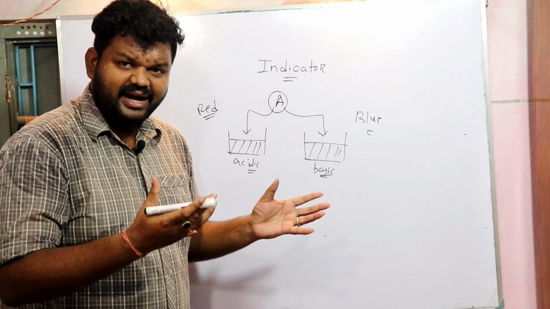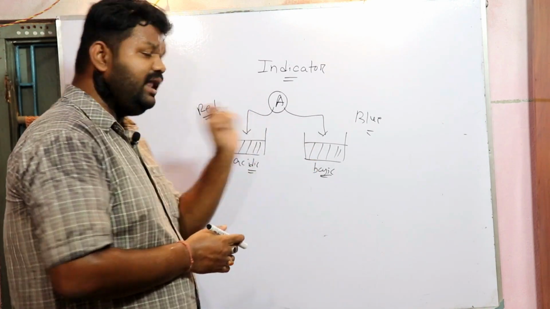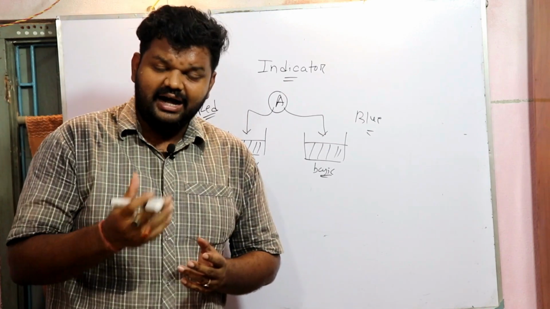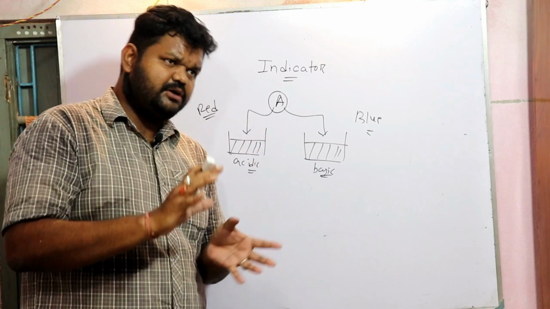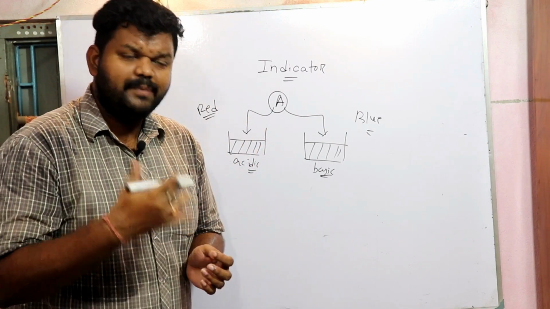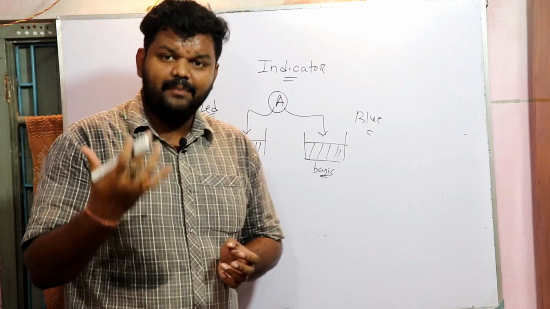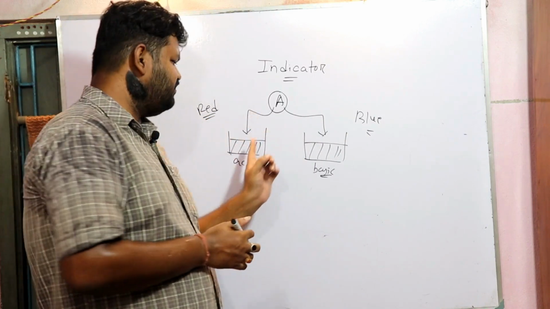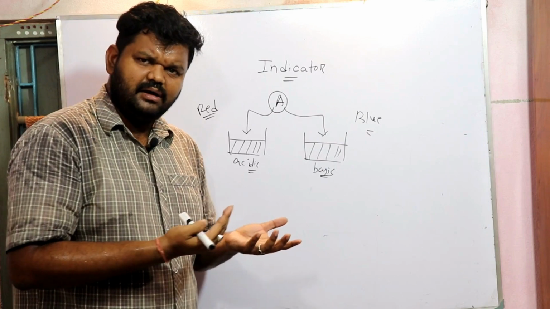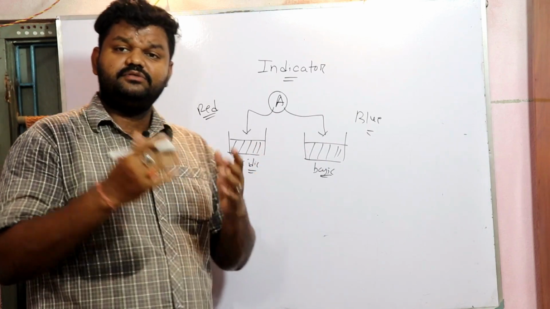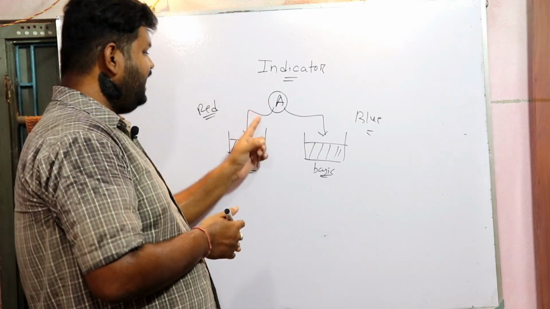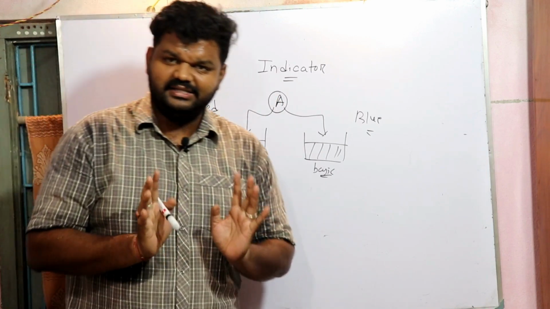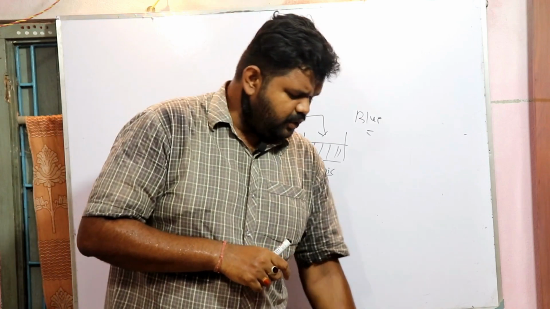By which are they indicating it? By changing their colors. Some substances may also change their odor or smell in acidic solution and basic solution. That means in acidic solution their smell may be something, but in basic solution their smell may be different. Those compounds or substances will be known as indicators. Is it clear?